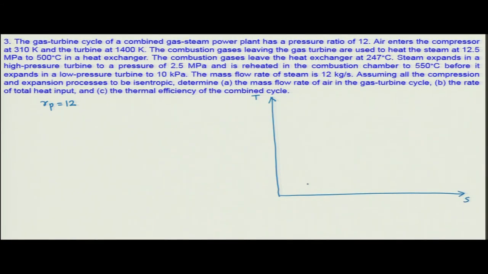Okay. So, I will draw the vapor dome first, and I will start with the steam cycle. So, what is happening to the steam? Steam expands in a high pressure turbine to a pressure of 2.5 megapascal and is reheated in the combustion chamber to 550 degree centigrade. So, it is a reheat cycle. So, I can draw it like this.